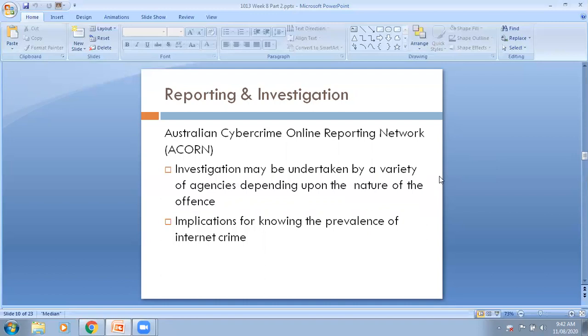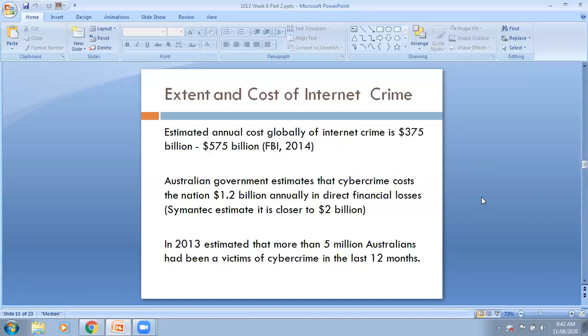But think about the implications for not knowing the prevalence of internet crime. How much money is going out of this country or going to criminals because we simply don't know about it? Well, here we go. The estimated annual cost globally is somewhere between $375 and $575 billion. The FBI said that in 2014, so imagine how much higher it will be even now, 6 years later.